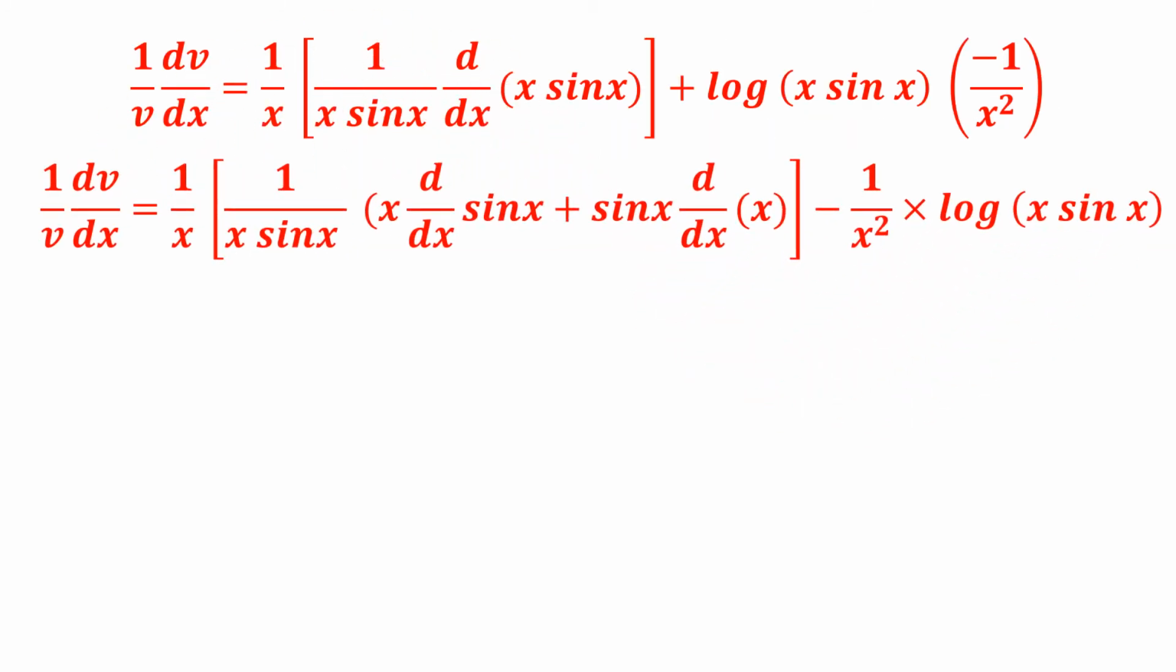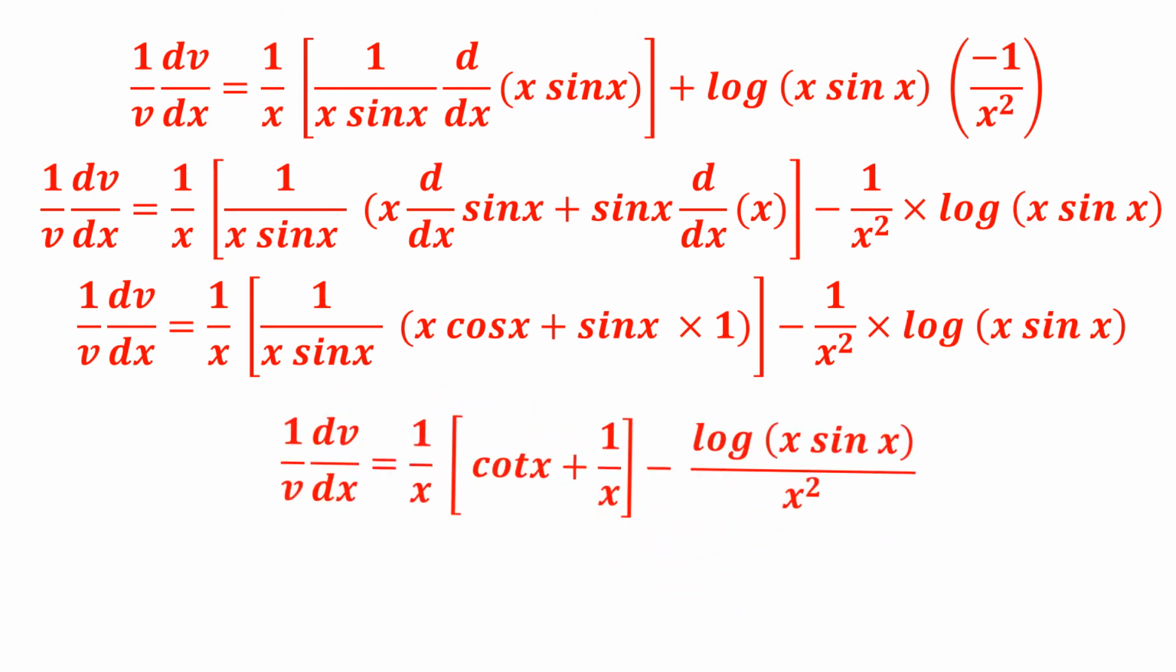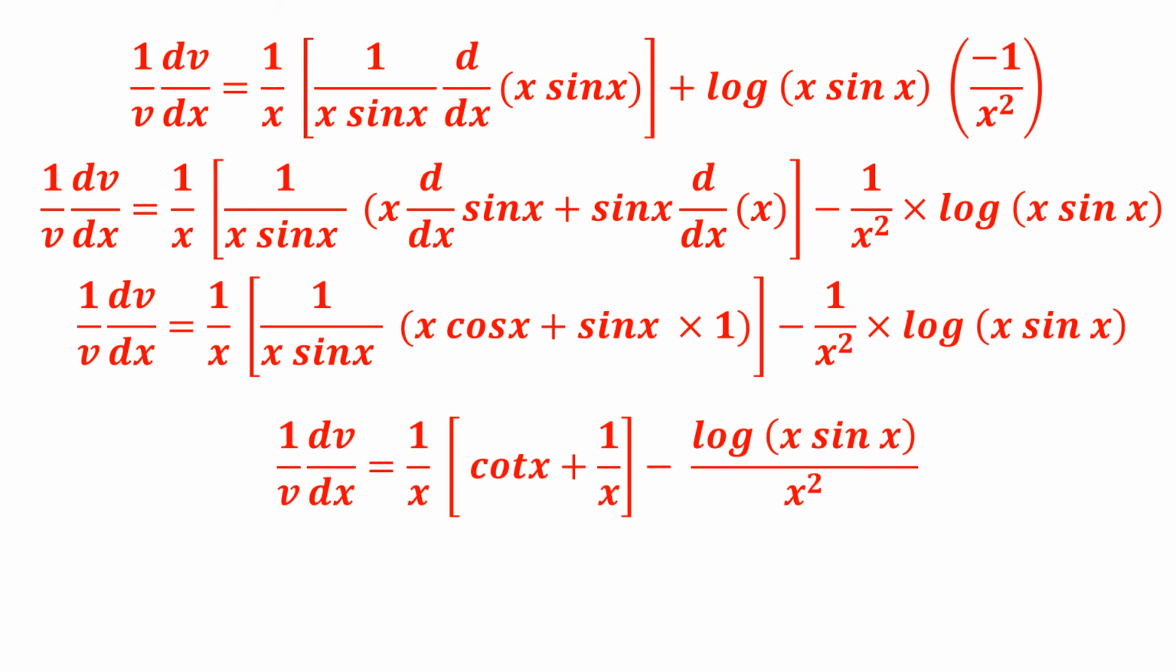We continue. The differentiation of x sin x: once again we have to use the product rule. Keep x, differentiate sin x, keep sin x and differentiate x. And bring that minus 1 by x square to the front in the second term. Now 1/(x sin x) into differentiation of sin x is cos and differentiation of x is 1. Now when you bring that 1/(x sin x) inside, x and x cancel, cos by sin is cot, and plus sin will get cancelled, you will get 1 by x.